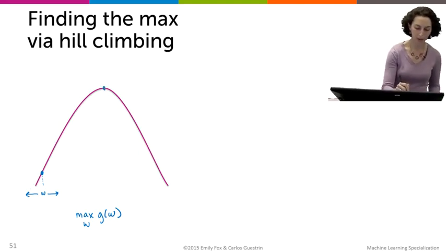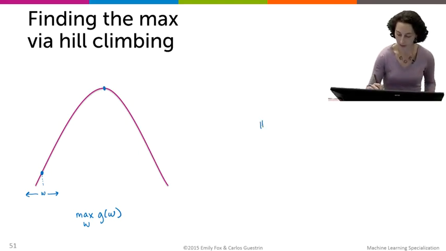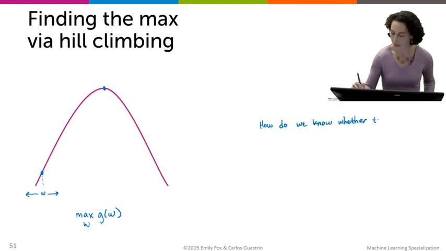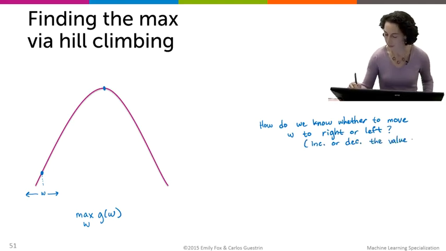Well, what is the optimal? The optimal is this point here. So if I had this picture in front of me, I know that I should be moving to the right. But mathematically, what's a way to say that? What's a way to say that we're increasing, that we know? So let me write this down. How do we know whether to move w to the right or left? And equivalently, meaning increase or decrease the value of w.